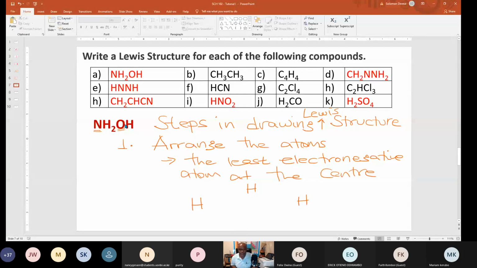Between nitrogen and oxygen, nitrogen is less electronegative than oxygen. Remember, in the periodic table, as you go across a period, the electronegativity increases. So you have carbon, next to carbon you have nitrogen, then oxygen, then fluorine. As you go from carbon to nitrogen to oxygen to fluorine, electronegativity increases. Therefore, nitrogen is less electronegative than oxygen. So the nitrogen will be at the center. So we can put the nitrogen here at the center.